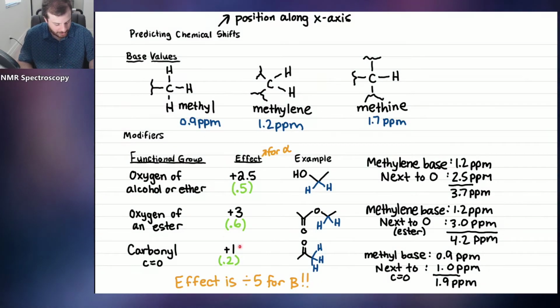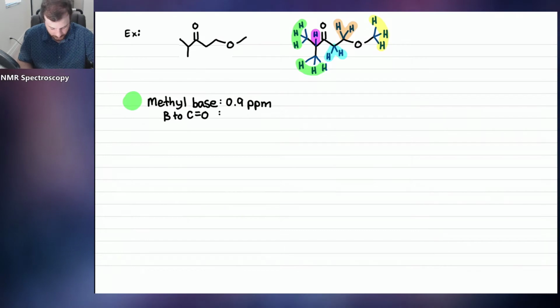Beta to C double bond O is plus 0.2. Kind of pathetic, but it's still an effect. So we'll go 0.2 ppm, so that's 1.1 ppm, and that's what we would expect for those protons right there. Okay. Now let's take a look at Team Pink.